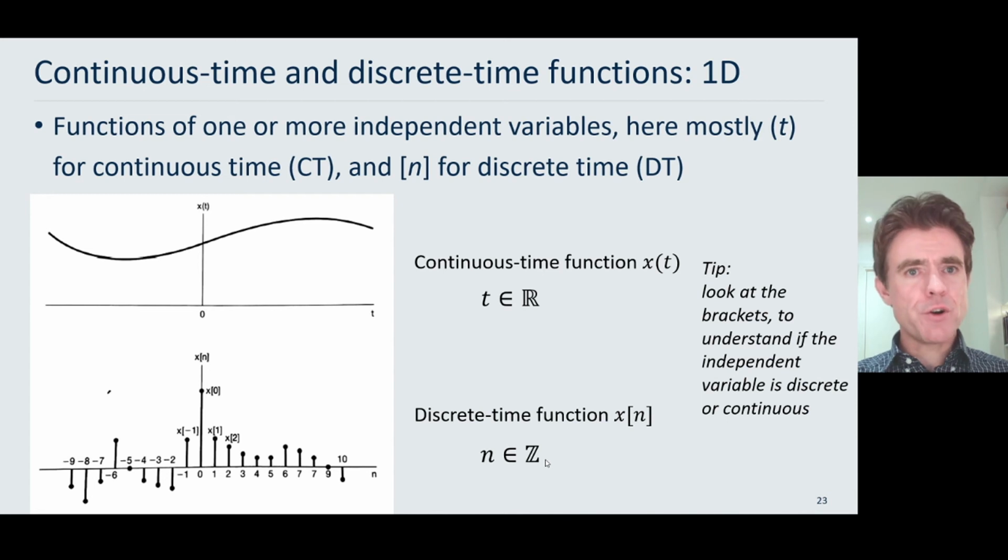So actually a very straightforward concept, not too difficult to grasp. And the tip here is just look at the brackets. If they're round, it's continuous. If they're square, it's discrete.